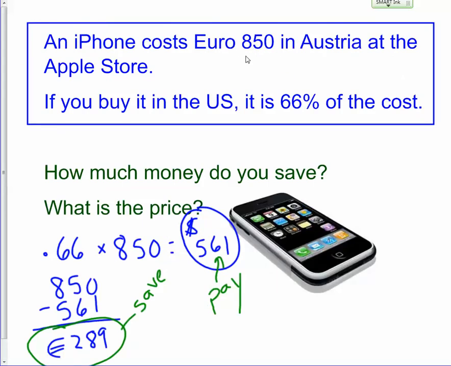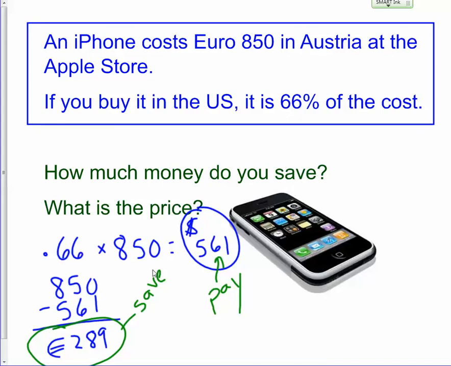An iPhone costs €850 in Austria at the Apple Store. I looked that up online. That's for 64 gigabytes of memory. If you buy it in the US, you pay about 2/3 of the cost, which is really 66 2/3%, but I just dropped the 2/3%. So it's about 66% of the cost, depending on the exchange rate of the day. So my question was, how much money do you save and what's the price?